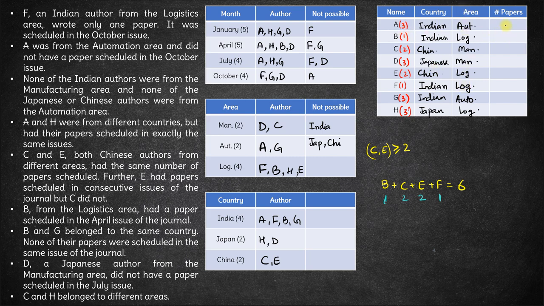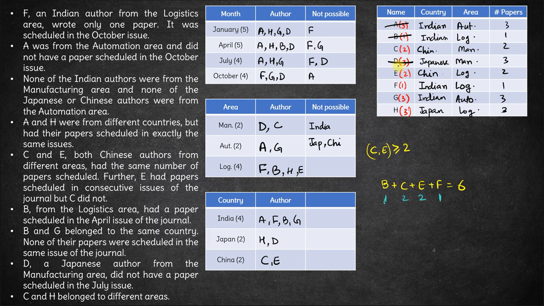These 3, 1, 2 must have been written here, but that's fine. 3, 1, 2, 3, 2, 1, 3, 3. Now let's figure out which issue the authors publish their papers in. So A has to publish 3 papers, and we have figured out January, April and July. So we are done with A. B has to publish 1, and that is in April. We have figured that out. D has to publish 3, and that is July, April and October.